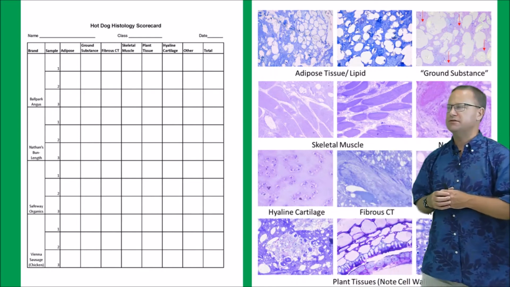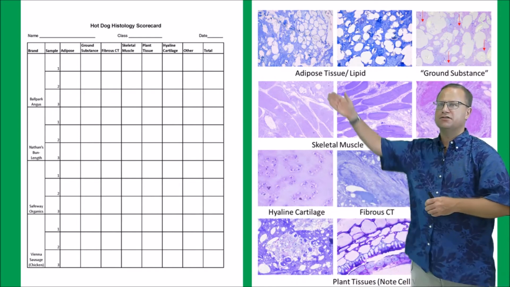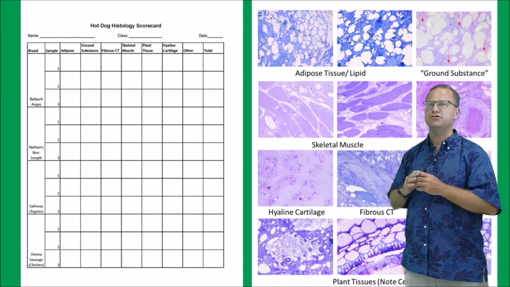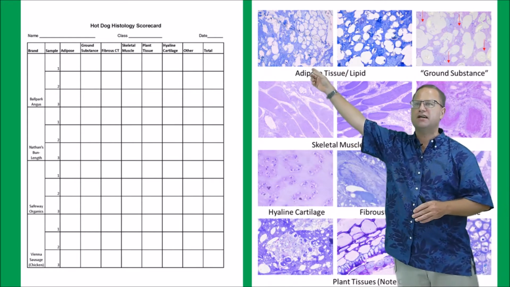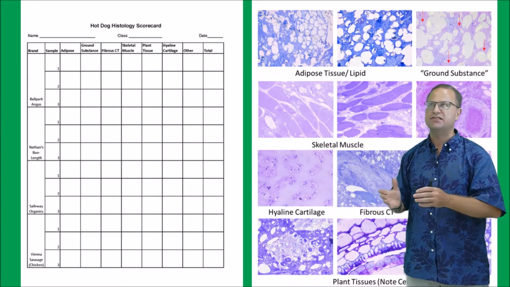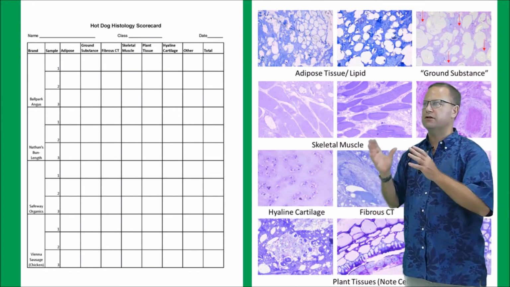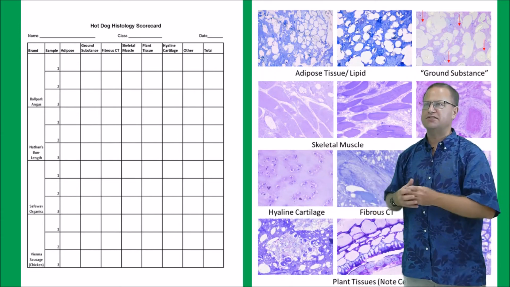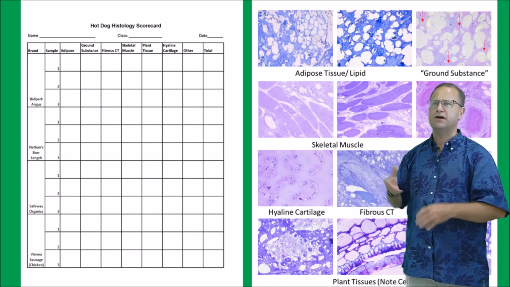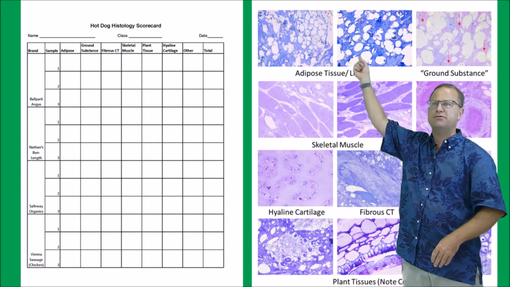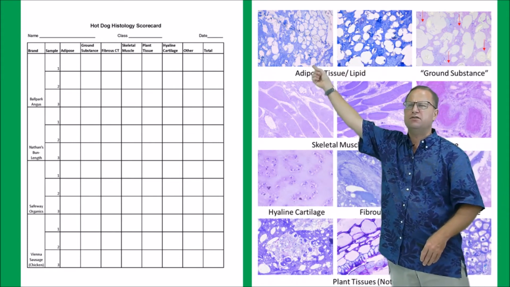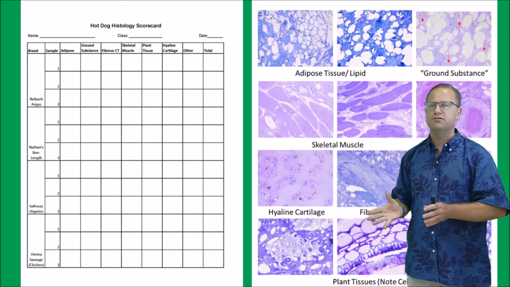So let's take a look at some things we're going to see in the hot dog sections. First up here we have adipose tissue. Now, the adipose tissue on the left-hand side right there are actual adipocytes, but a lot of the adipose tissue that we're going to look at is actually going to be ruptured adipocytes, and so that lipid or triglyceride is just going to be floating free out in the matrix. So regardless of whether we see this or this, we're just going to call it adipose because it did come from adipose tissue.